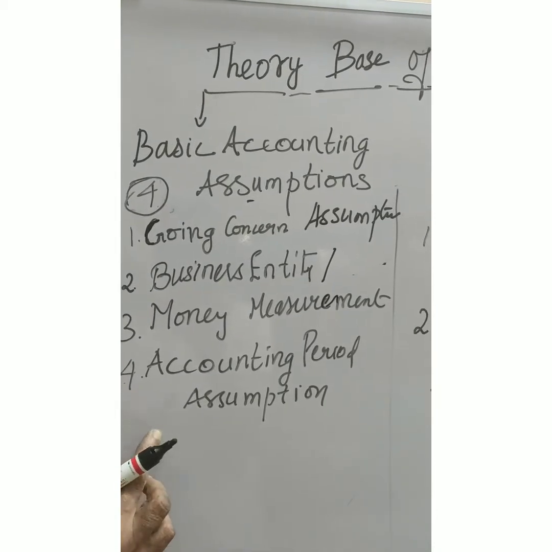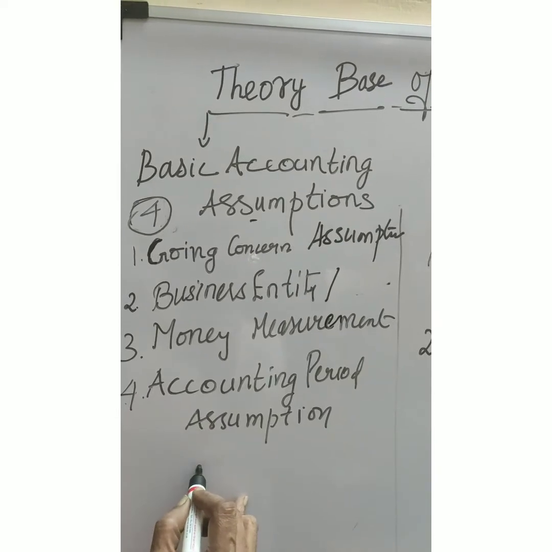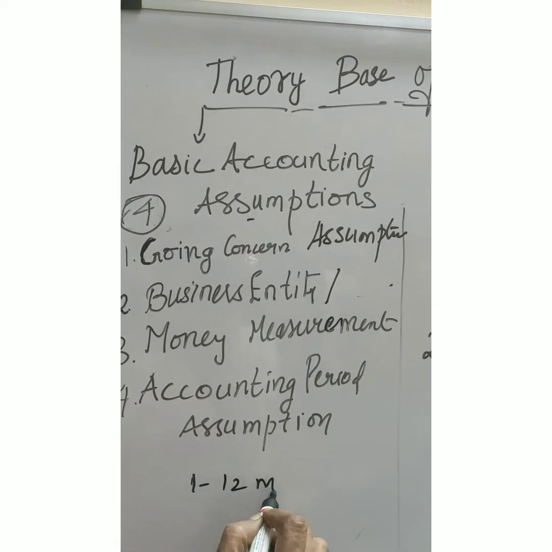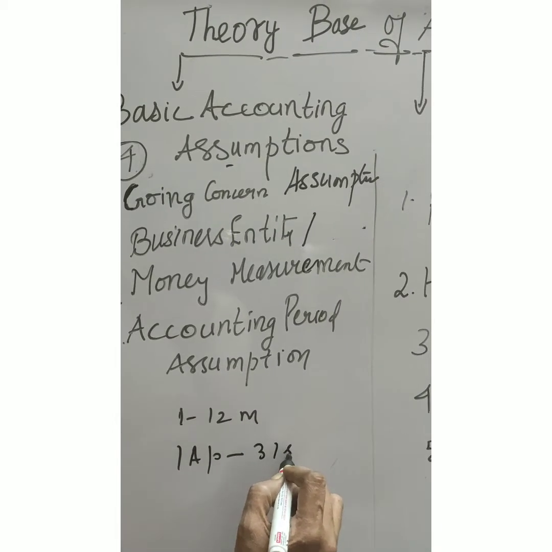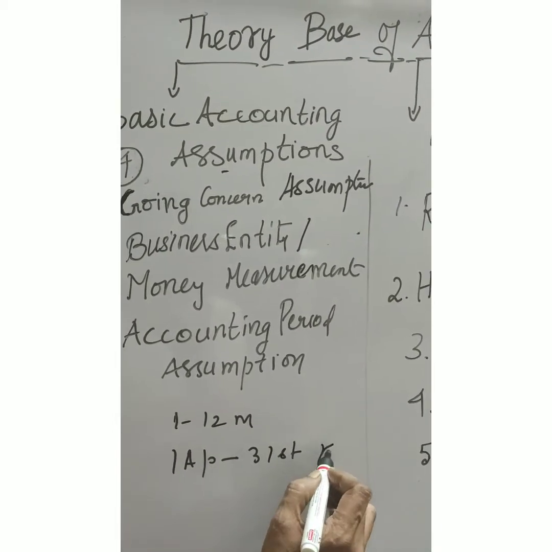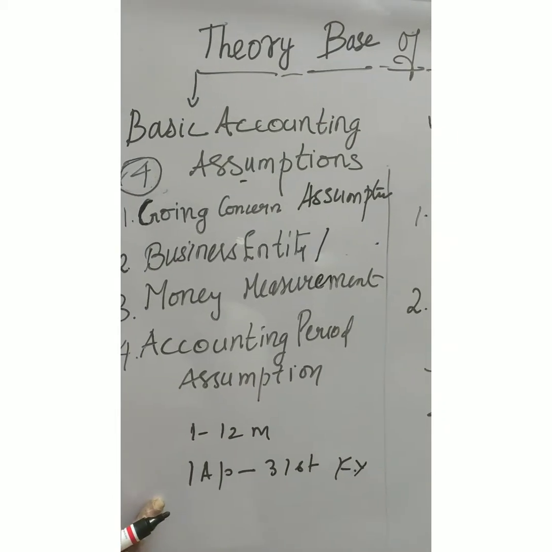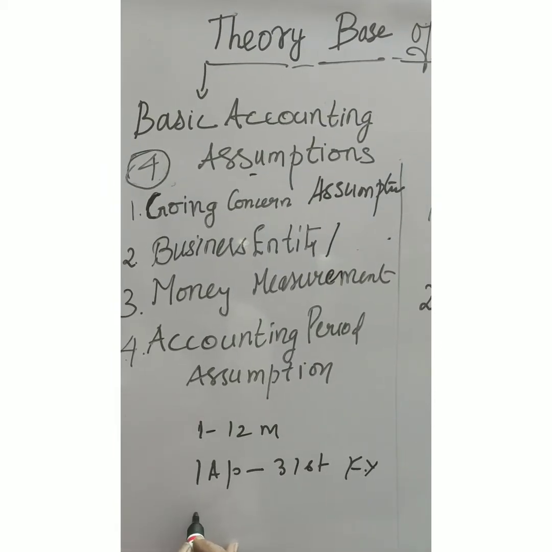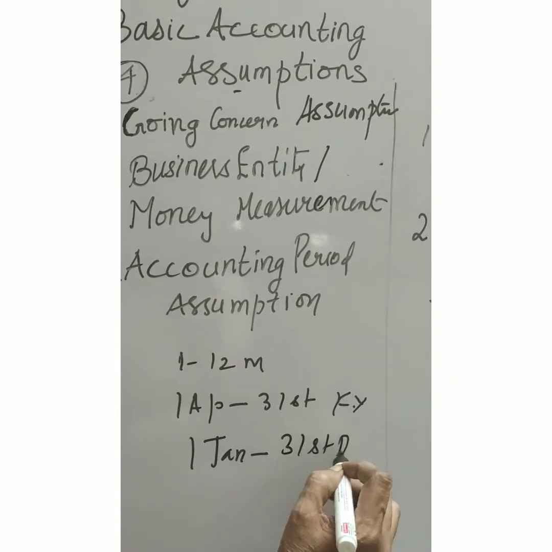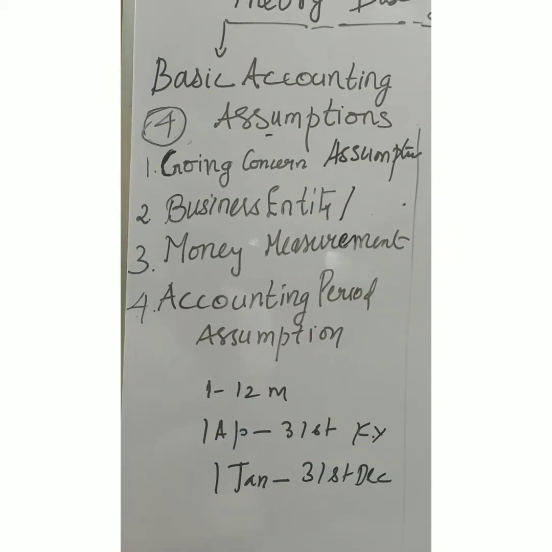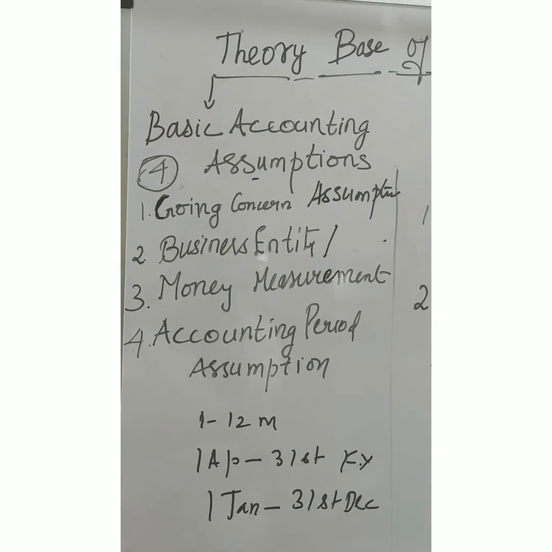Then the accounting period assumption. The accounting period assumption assumes that every business will get over within a period of 1 month to 12 months. Generally, 1st April to 31st March is considered as a financial year. Most businesses follow this accounting period. Some of them use the calendar year, that means 1st January to 31st December, as the accounting period. Some people use a period according to their convenience, their religious belief, or whatever it may be.